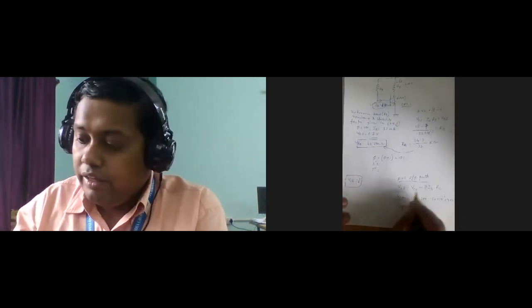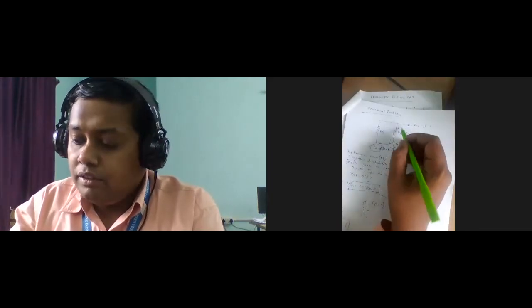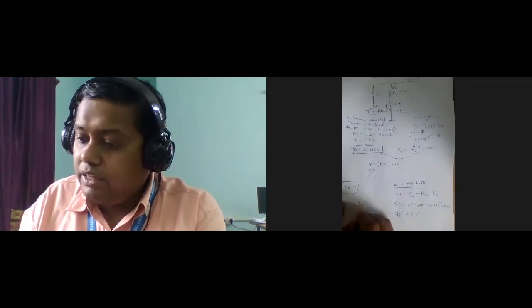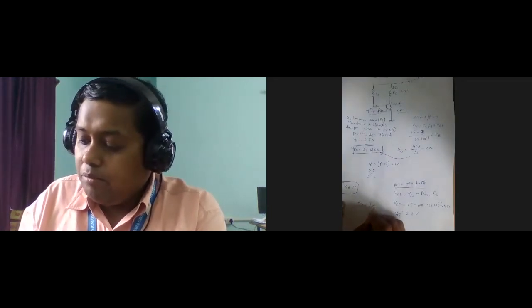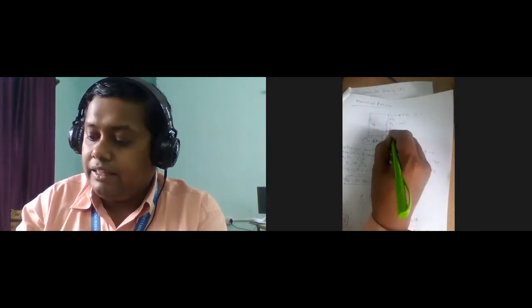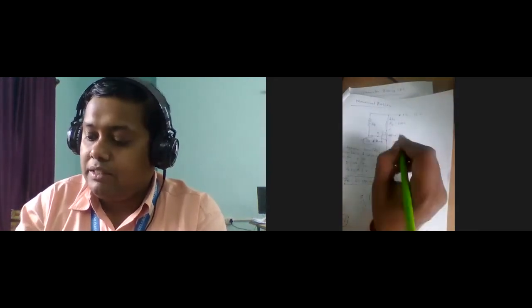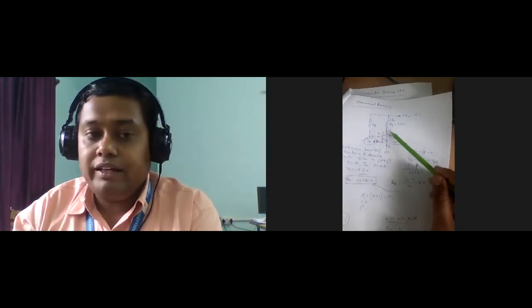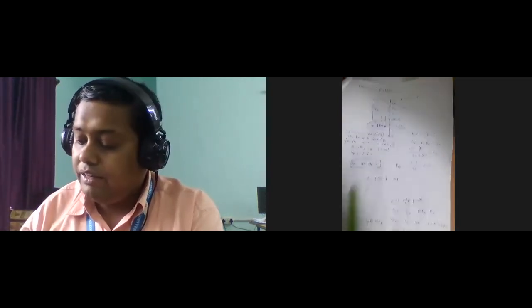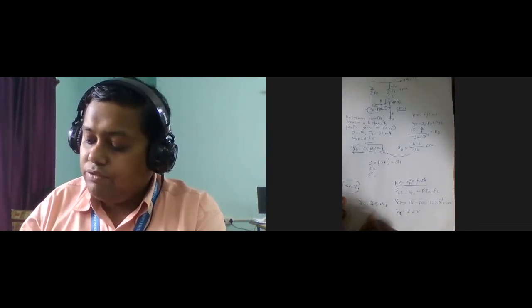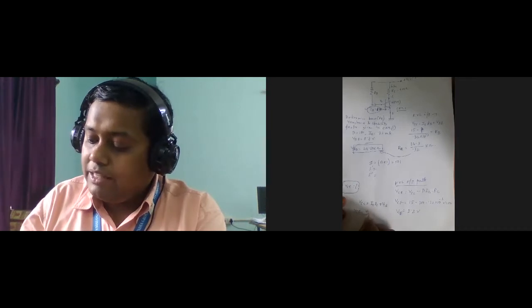So actually, if we apply the KVL in the output loop, then VCC equal to IC into RC plus VCE. That is the collector to emitter voltage drop. You should know the terminals: this is the collector, this is the base, this is the emitter. So the collector to emitter voltage drop is defined over here: VCC equal to IC into RC plus VCE. So VCE equal to VCC minus IC RC.